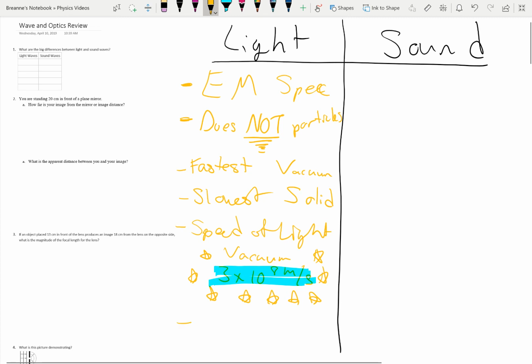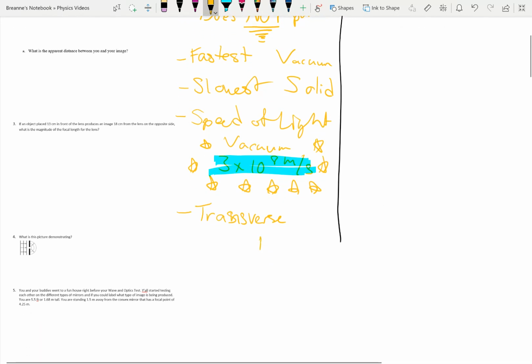And light waves are transverse waves. They're transverse waves, which means that the vibrations are perpendicular to the motion. Basically, it's moving left to right, and it's vibrating up and down. So they're at a 90-degree angle, so the vibrations are perpendicular to the motion.